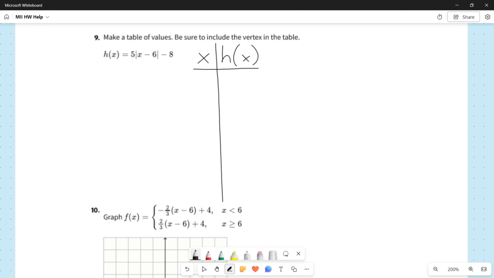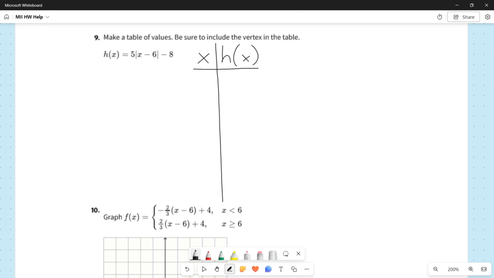All right, the directions here make a point of saying be sure to include the vertex in the table. That's more of a reminder than anything else. Even if the directions did not say to do that, we would still want to do it, right? It's like a quasi suggestion, but kind of required in a way. Technically, the table doesn't need it, but you're going to want to include the vertex when you're talking about an absolute value function. It's an important point to include.